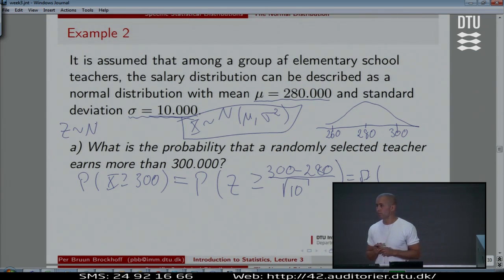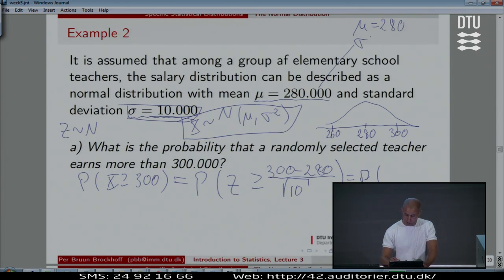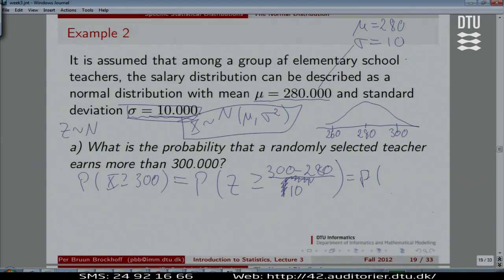Yes, a question? Why is it square root 10? This is because I changed the story so that the mean was 280 and the standard deviation, sigma, was 10,000. And there's the 10. And then I made a mistake here. Thank you. So the real one would be like this. It's actually divided by 10. Sorry. Thank you. Who made the question? Thank you.